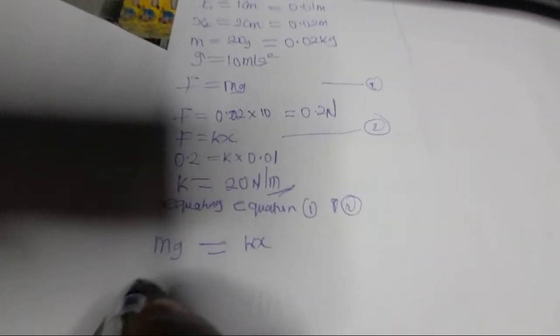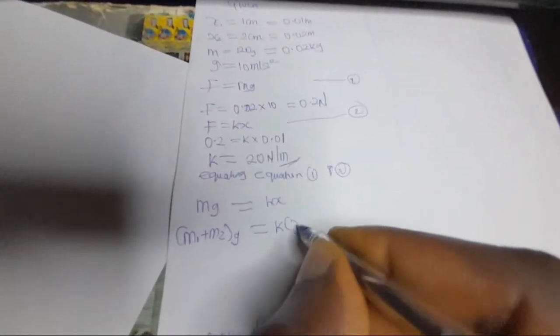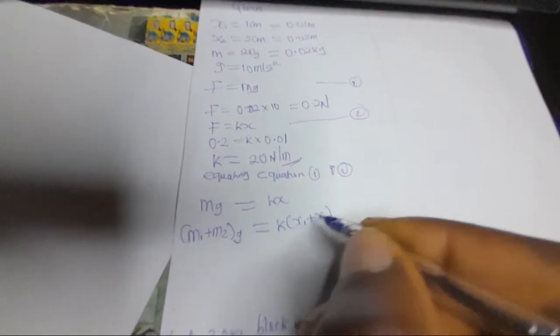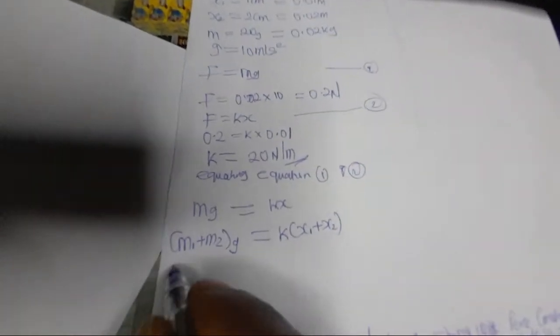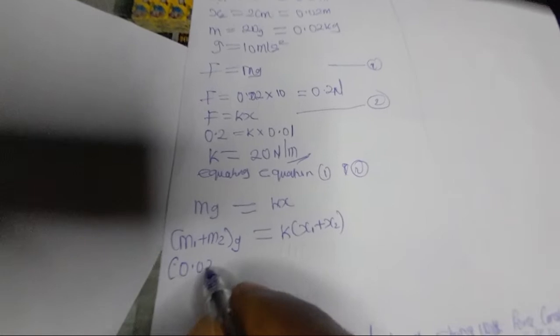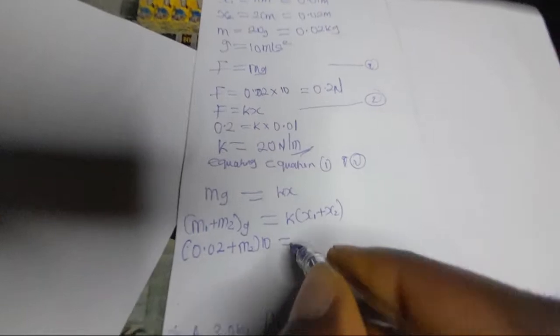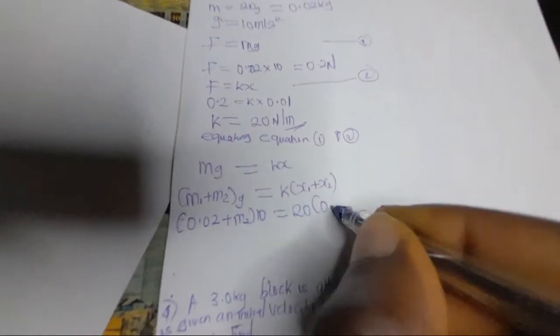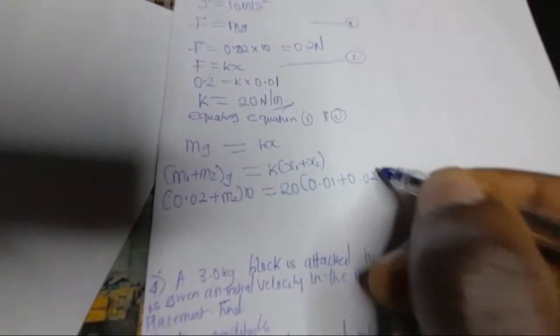In this place, m is changing. So we're going to have (m1 plus m2) g is equal to k (x1 plus x2). Now we are not going to substitute in the value, so we are going to have (0.02 plus m2) times 10 is equal to 20 times (0.01 plus 0.02). Okay, I believe now it's making more sense, right?